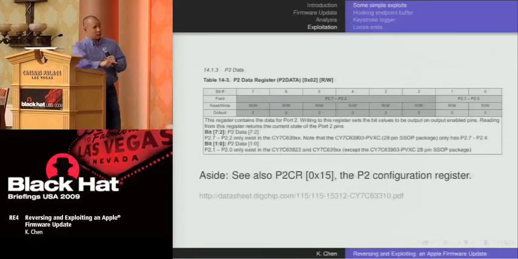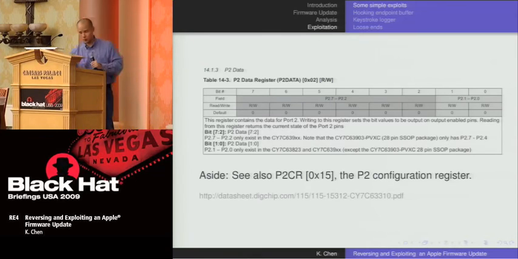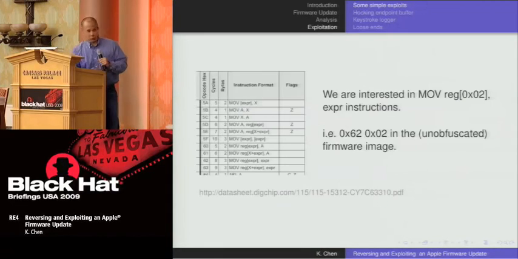If you look at the P2 register, this is where P2.7 is. If you want to control the LED, this is how we do it. And to control whether it's output or input, there's another configuration register, the hex 15 register. So what we want to do is go through the firmware image and find instructions of this kind. There are a couple of ways in which we can set the value, but it turns out that if we look at instructions of the form move, register, hex 02, in an expression, we can change how the LED behaves.